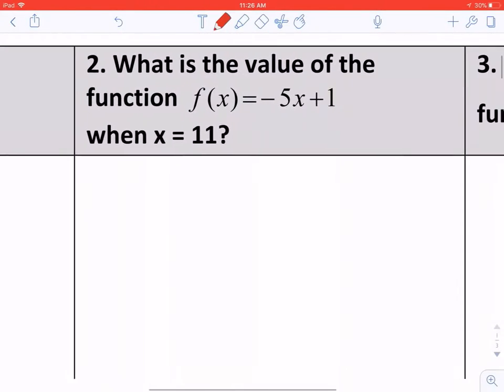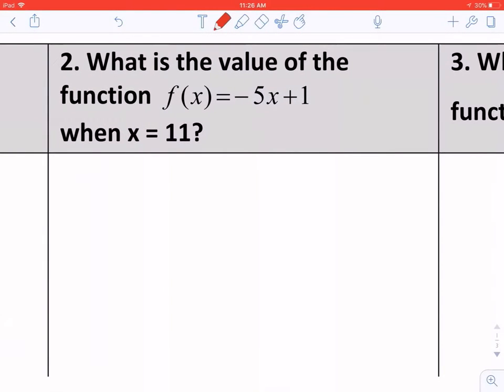Let's check out another. What's the value of the function f of x equals negative 5x plus 1 when x equals 11? We're going to write the function out first.